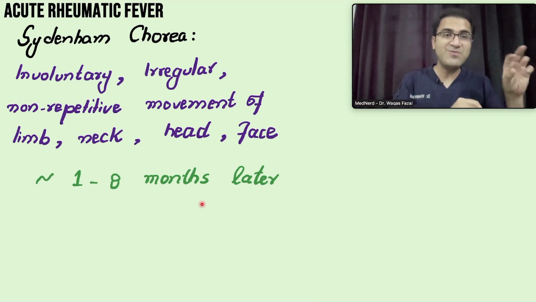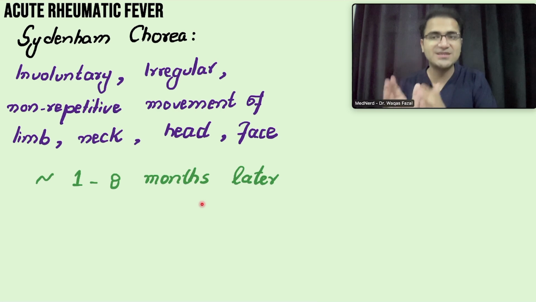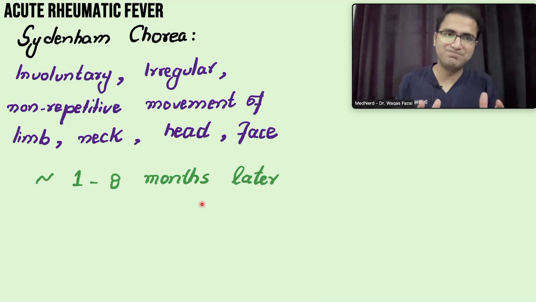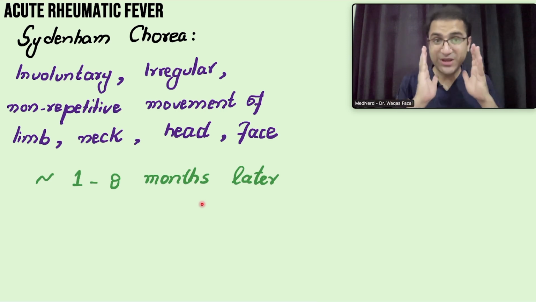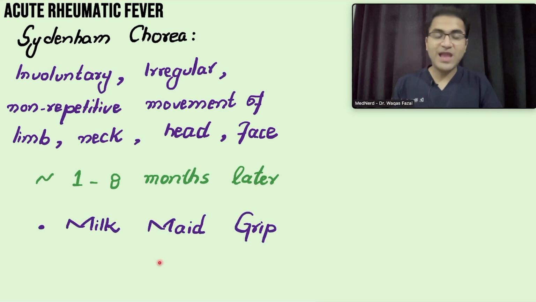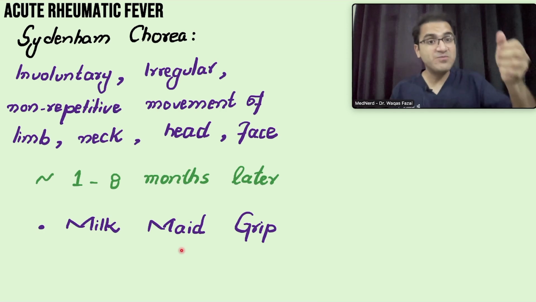Because the streptococcal M protein antibodies are attacking the nerves of the body, and when the nerves are attacked, they result in Sydenham Chorea. Now, the neurological manifestations that you would see in acute rheumatic fever are very interesting. A very interesting complication that you would see in these patients is called milkmaid grip. Milkmaid grip, the name comes from the maids that milk the cow.